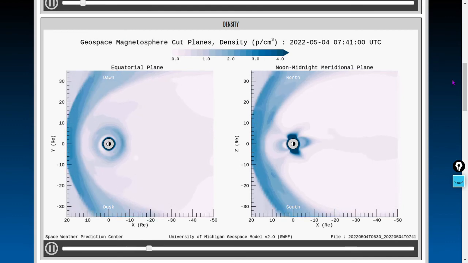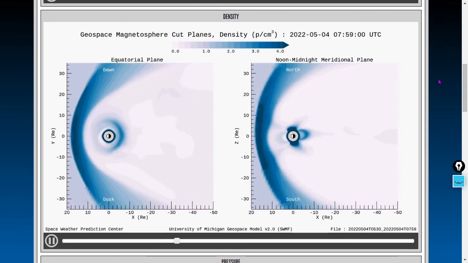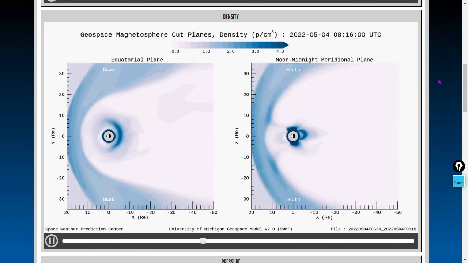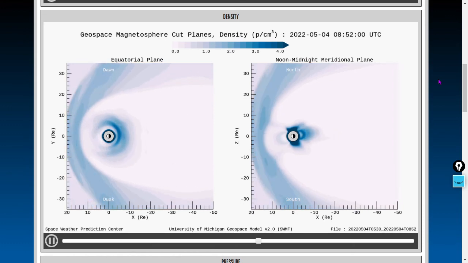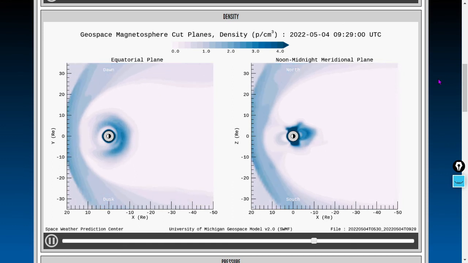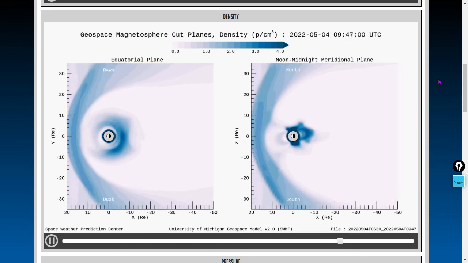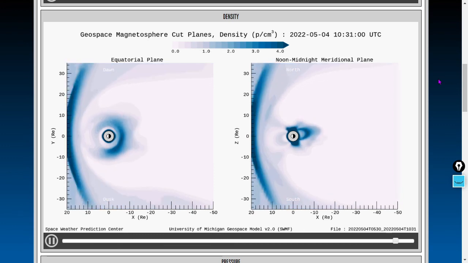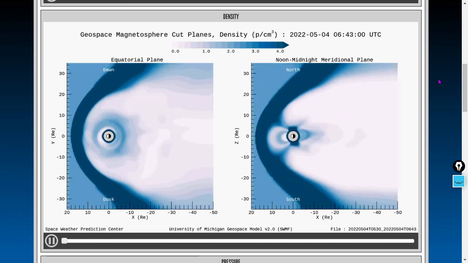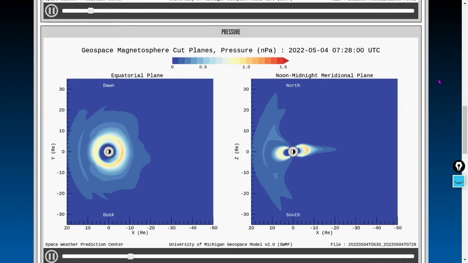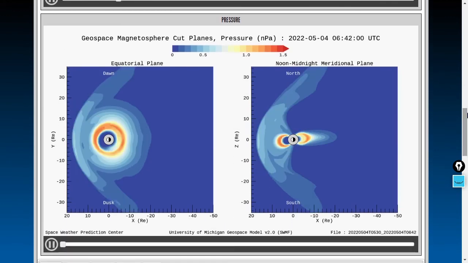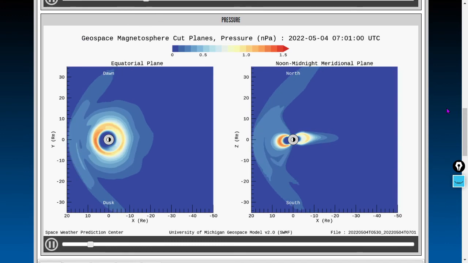So that's velocity. Here's density. You can see density very low here. Low density shown in white, high density shown in dark blue. We've got a very small high density region surrounding the planet at the moment. This is what you would expect in a very high cosmic ray flux environment. So anyway, that's the density over the past 4 hours. You can see it's quite low, and that is also accompanied with very low pressure.